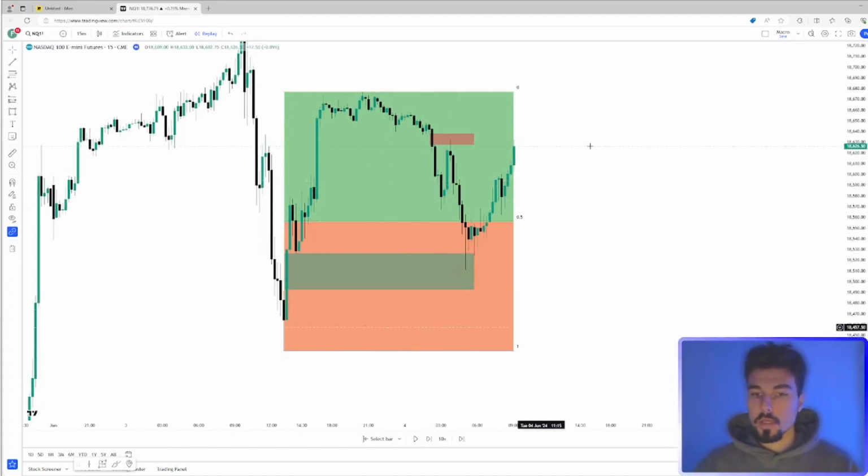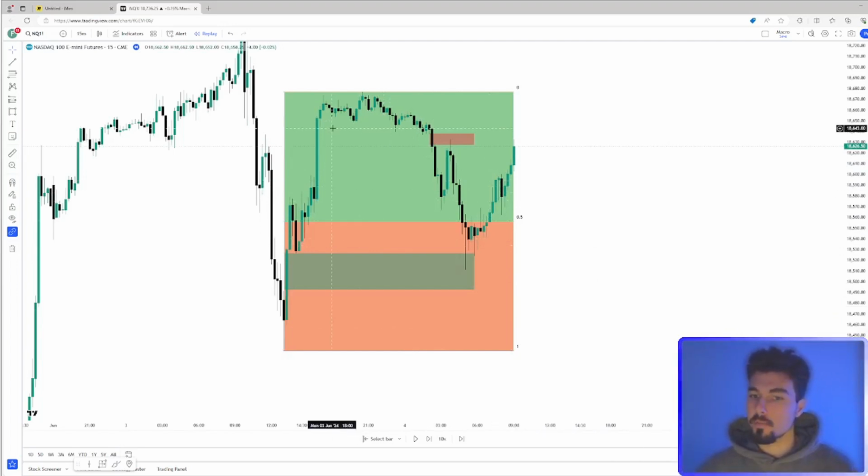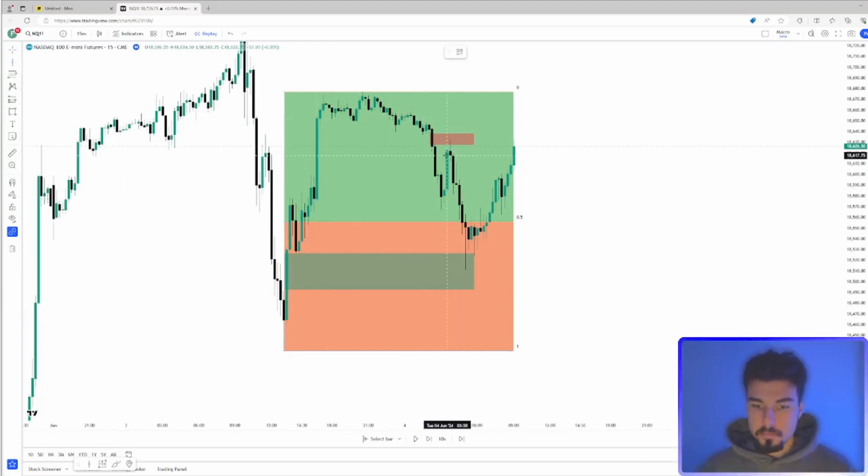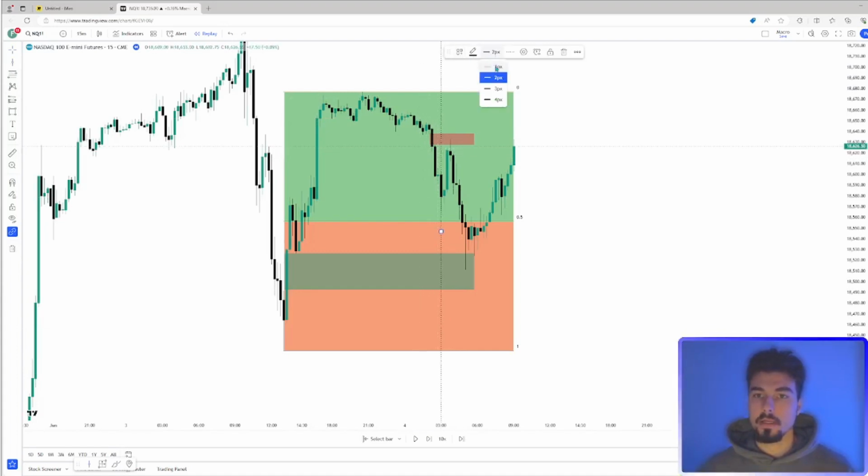So you're looking for those macros. You're looking for silver bullet time frames. So if I was to mark out the silver bullet, for example, let's mark out 3 to 4, right? That's 3 o'clock with this line here. Let me make that a little bit thicker. And then where's 4 o'clock? 4 o'clock is right here.